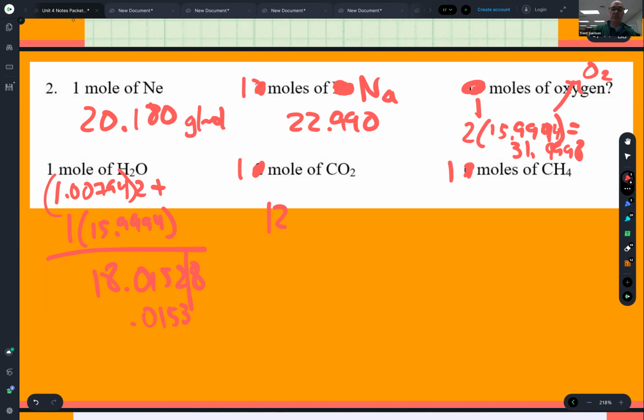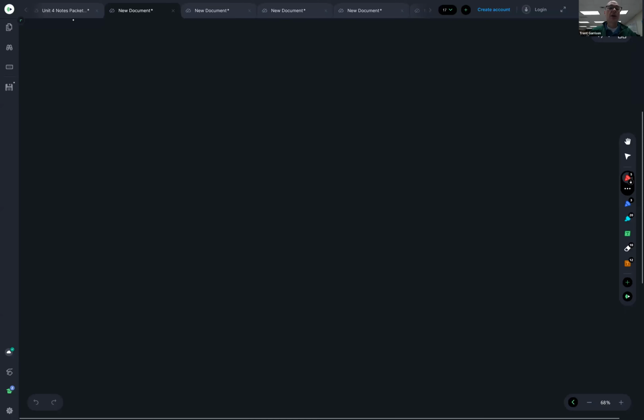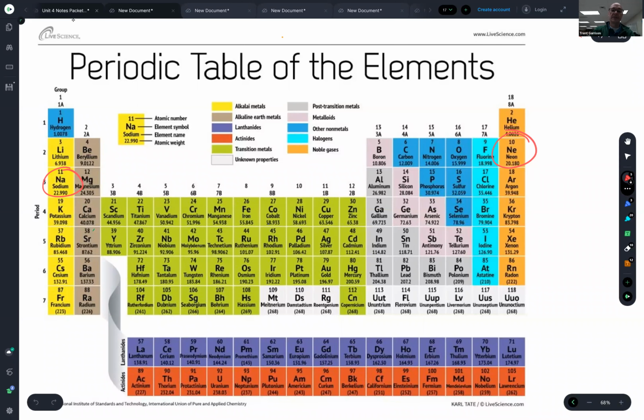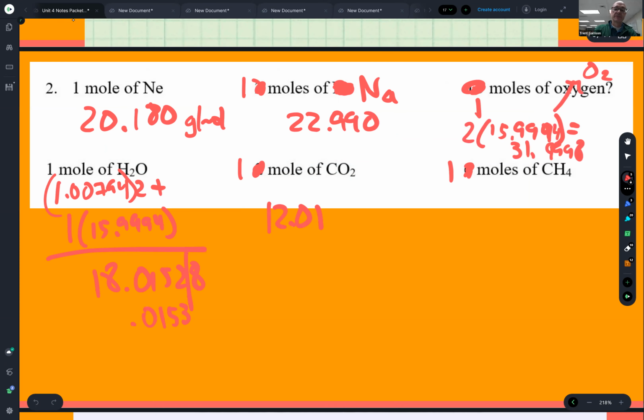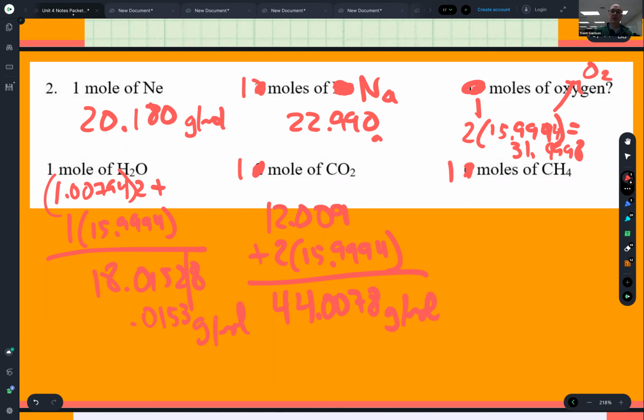Carbon dioxide. Carbon weighs 12.01. Let me see, 12.009, actually. And there are two of the oxygens, 15.9994. So let's add that together. 15.9994 times 2 plus 12.009. And we get 44.0078 grams per mole. Again, grams per mole on all of these units. Grams per mole, grams per mole. Make sure you're putting your units in.